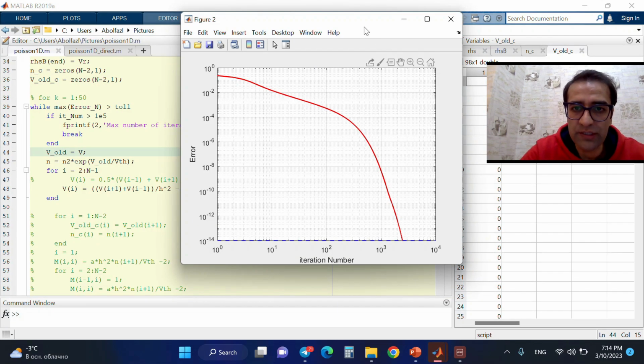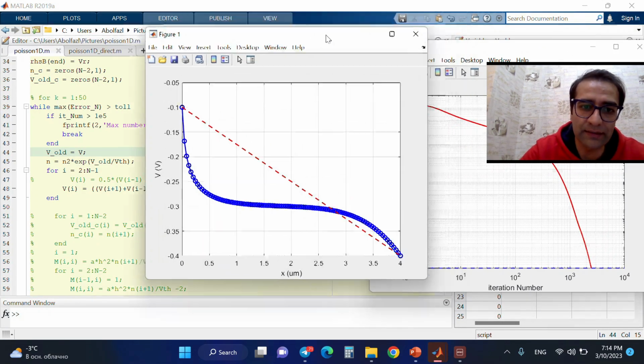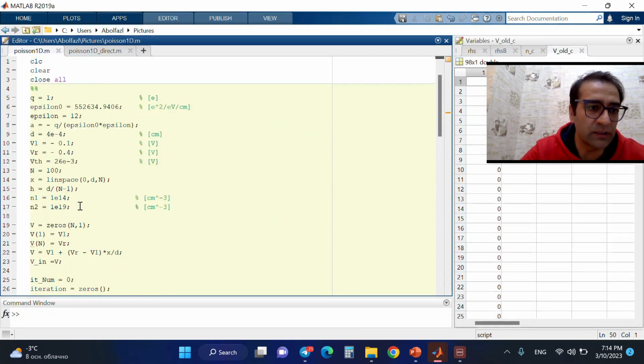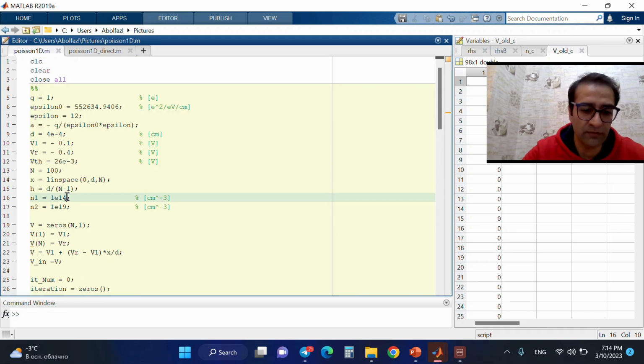This is the convergence, true, and this is the final solution, and this one shows the initial guess. And you see that we have convergence, and the potential format is correct. The final solution format is completely true. This is for 1E14. Let me change N1 from 1E14 to, for example, 1E17, right?